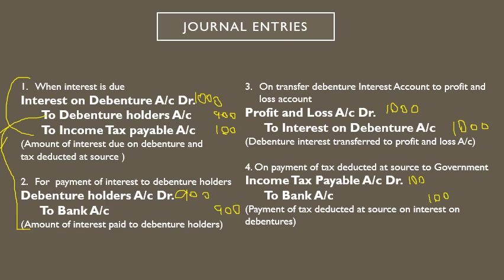Later the interest on debenture amount is transferred to the profit and loss account. So here is the interest on debenture amount. The same amount is to be transferred to the profit and loss account. Profit and loss account to interest on debenture account. And here we have collected 100 rupees tax. This 100 rupees tax is to be paid to the income tax department. So the case will be income tax payable account to bank. So this is the case of interest on debentures.